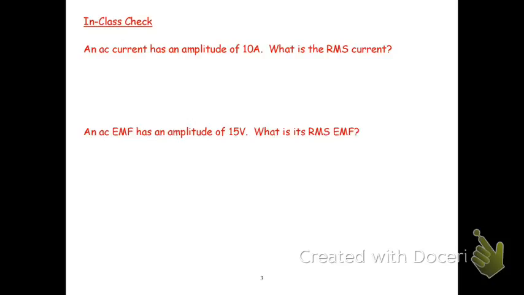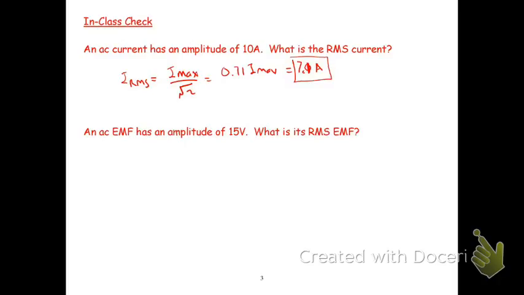An AC current has an amplitude of 10 amps. What is RMS? I RMS is equal to I max over the square root of 2, which equals 0.71 I max, which equals 7.1 amps.